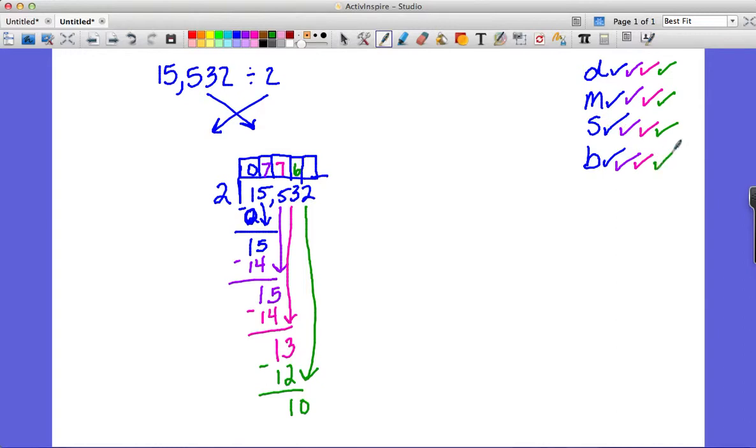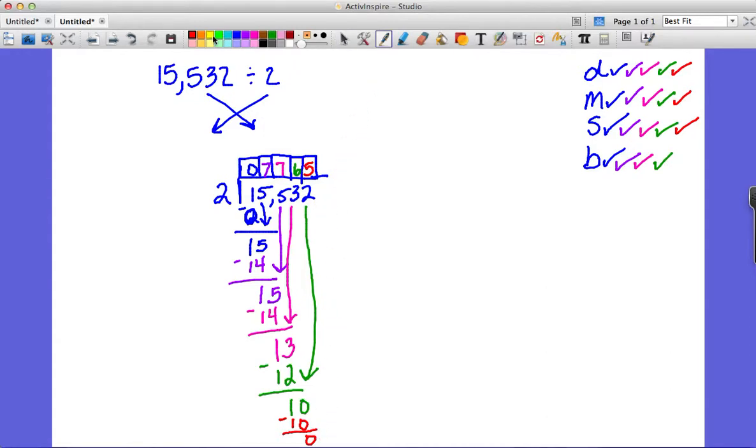Now I have to bring down. That's my last step. Now because I still have numbers, I still have to keep going. So 2 goes into 10 5 times. That's my divide. 5 times 2 is 10. That's my multiply. 10 minus 10 is 0. That's my subtract. And since there are no more numbers left, I do not have to bring down. So I can't skip the bring down until I have no more numbers left or no more remainders.